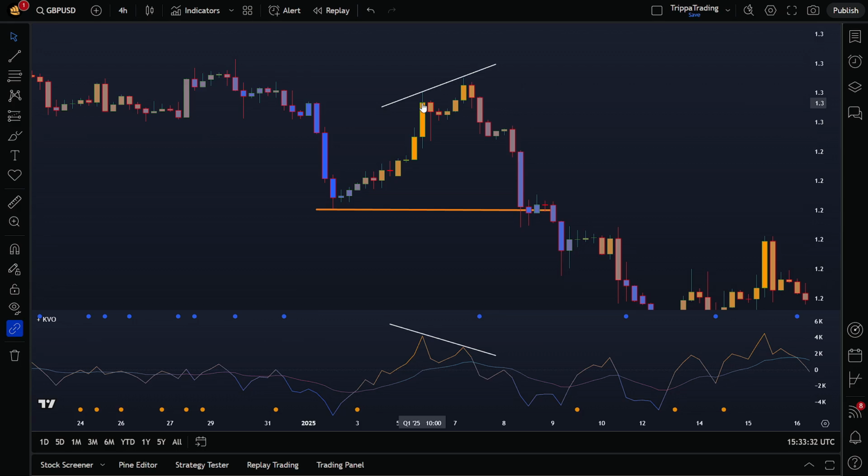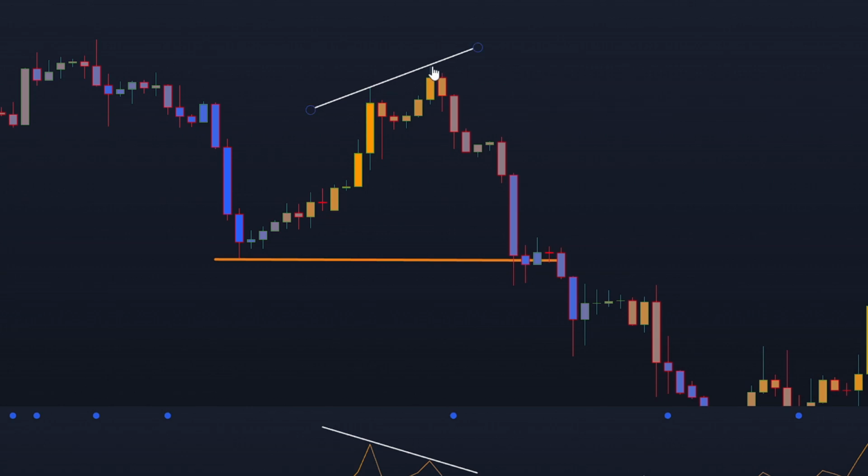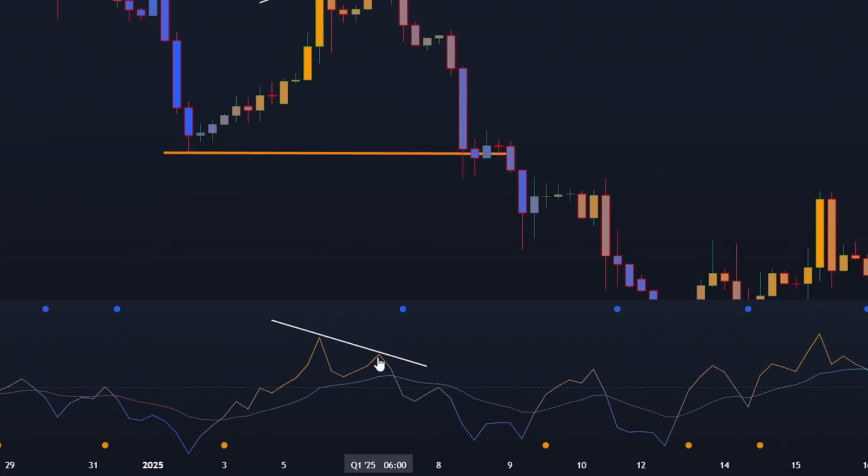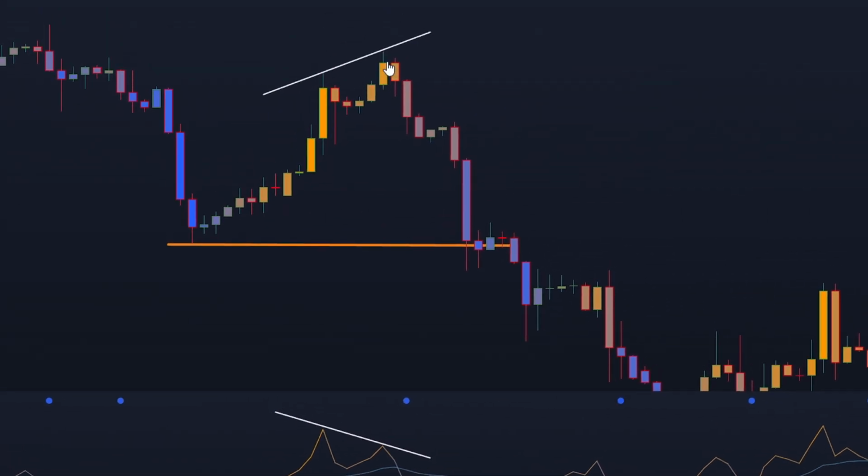Another way to use this indicator is for spotting divergences. Since the Klinger oscillator is based on volume and momentum, it works extremely well for detecting hidden price reversals. For example, here, the price makes a higher high, but the oscillator makes a lower high. This is a bearish divergence, meaning that buying momentum is weakening and the probability of a trend reversal is increasing.